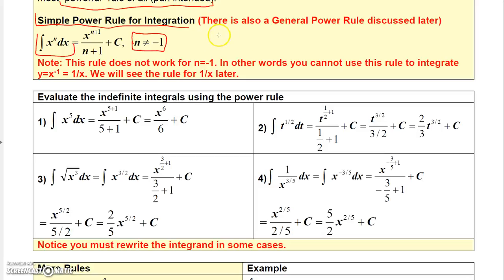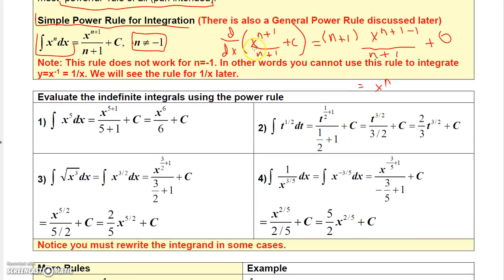Now, let me show you why this works. Let me set it up for you, and I can easily show you why this works. Alright, so hopefully you can read my handwriting here. The derivative with respect to x of this result, x to the n plus 1 over n plus 1 plus a constant, if I checked it, remember the derivative of this should equal x to the n. And if the derivative of this equals x to the n, then this is the correct antiderivative.